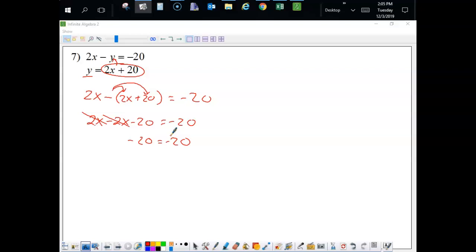Do you guys know which one this would be? Infinite. Because it's a true statement. Isn't that a true statement? Okay, so if you got something weird though, like 4 equals 12, then you would say no solution. But if you get a true statement, then we say there's infinite solutions. Okay, so I'm going to let you guys work on 6 and 8 right now for a little bit.